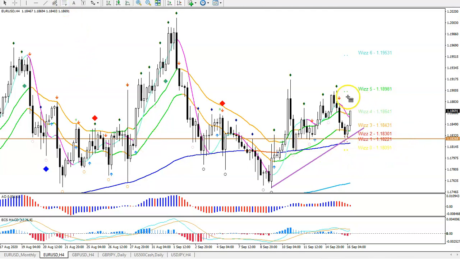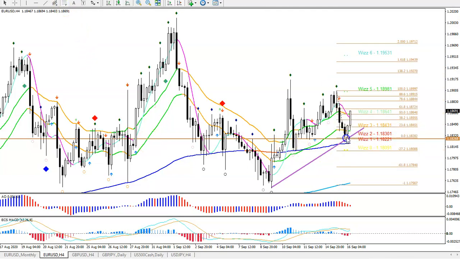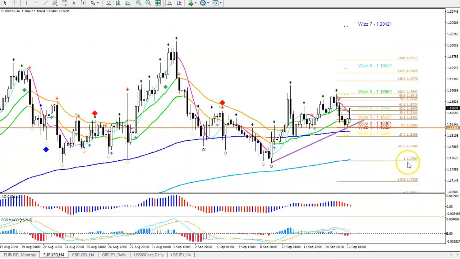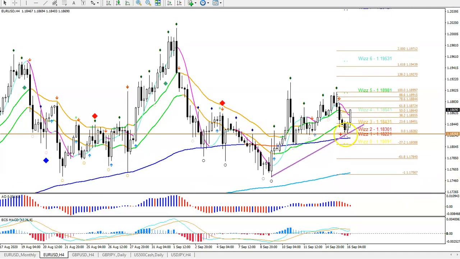We can put a fib on this swing from here to here, like that. And as I said, we can expect price to go to these fibs. Ultimately, I think 117.50 is a good target, but it could go down even further to the minus 161.8 target at 117 if we get that break below this level.